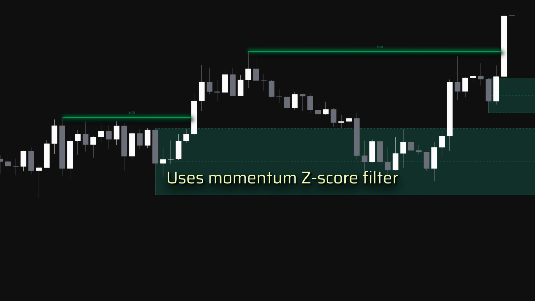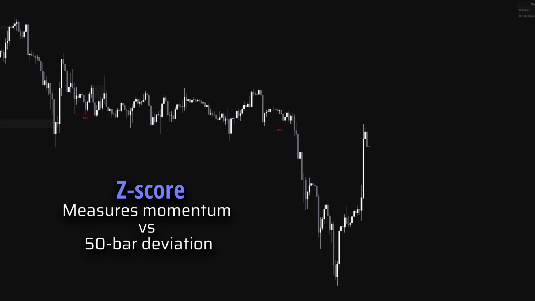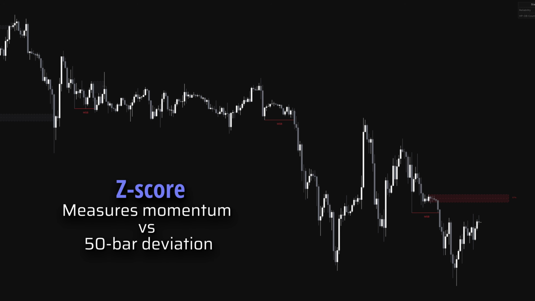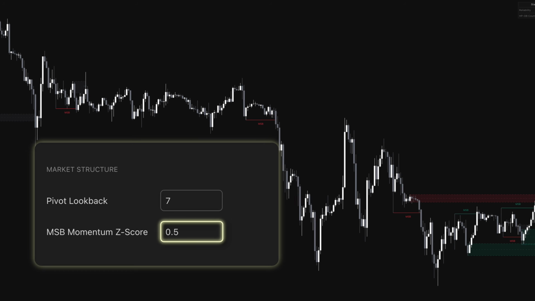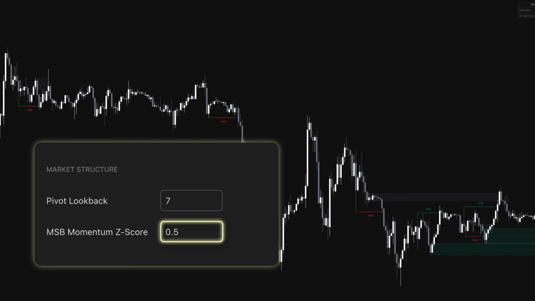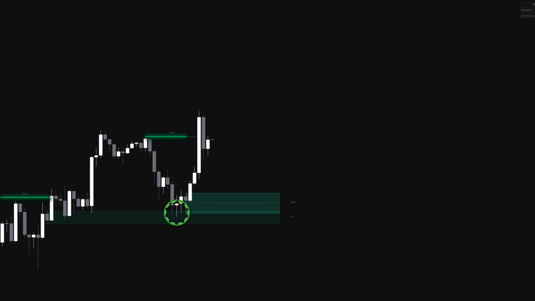The Momentum Z-score filter is what separates this from simpler implementations. The indicator calculates a rolling price change over 50 bars, derives the standard deviation of that change, and expresses the current bar's momentum as a Z-score. A break only registers if that Z-score exceeds a configurable threshold in the corresponding direction, defaulting to 0.5. This filters out weak, low-conviction breaks and focuses attention on those carrying genuine directional pressure.